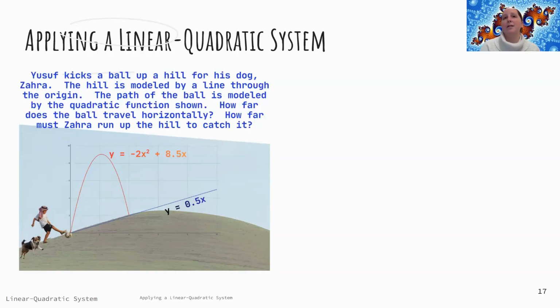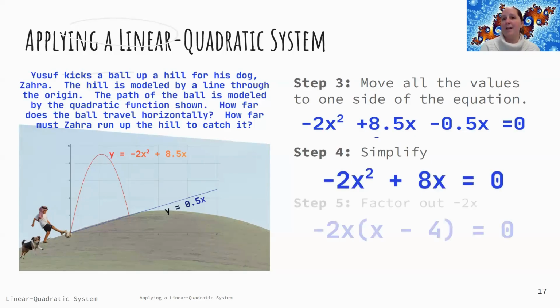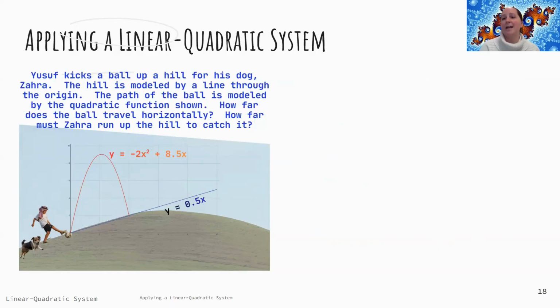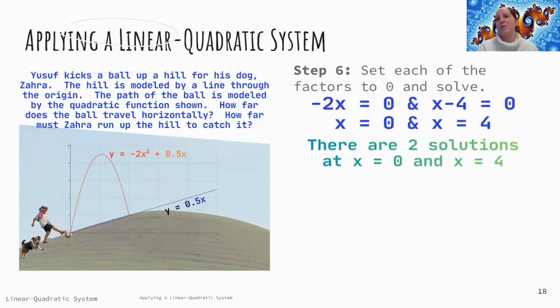I then simplify by moving all the values to one side. Okay, so I have -2x squared plus 8x equals 0. I can factor out a -2x. So I have -2x times (x minus 4) equals 0. I set each of those factors equal to 0 and I solve. So I get x equals 0 and x equals 4.